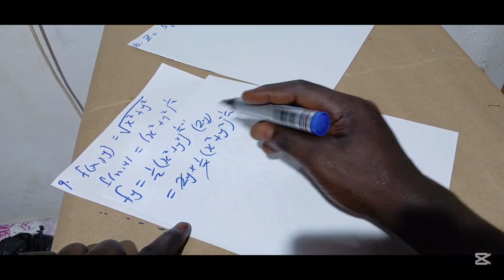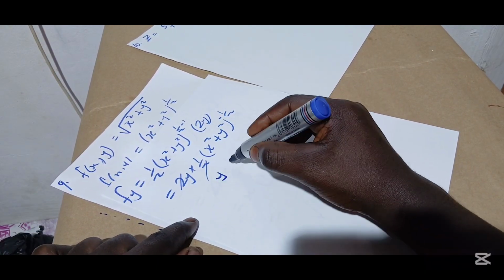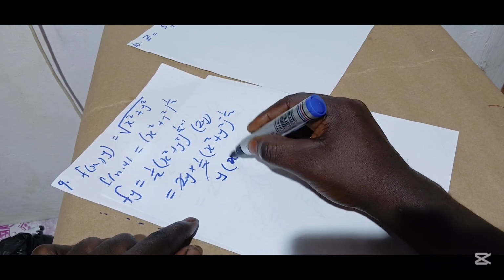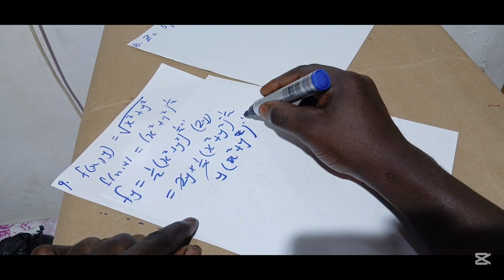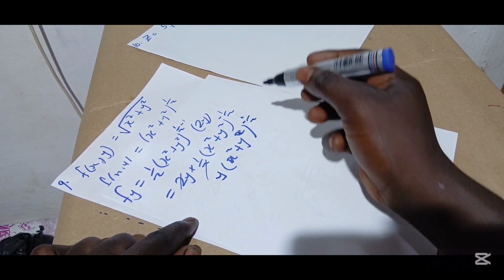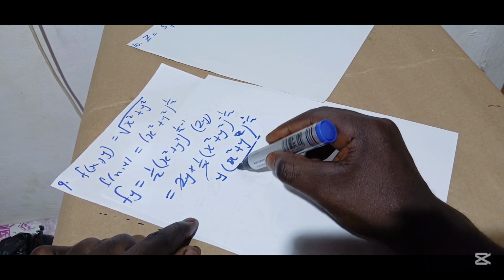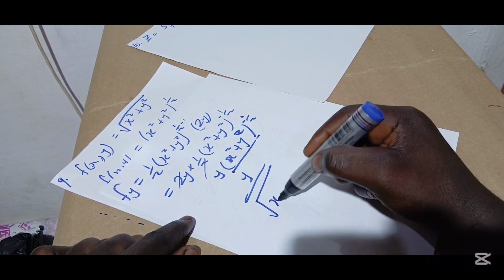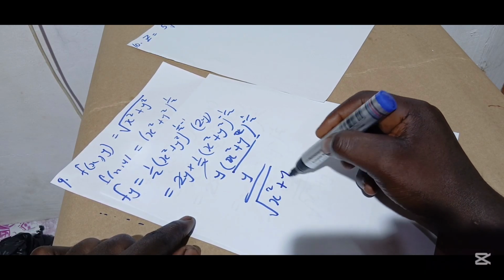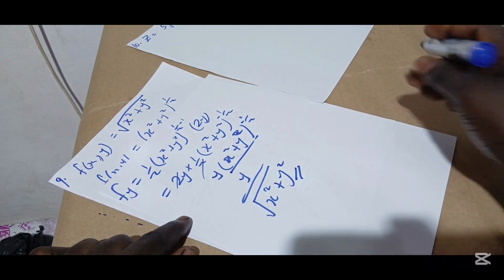As usual, let's take care of this. We are going to get y times (x squared plus y squared) all to the power minus half. And this is the same as the inverse. Mind you, this power only affects this term, right? So we can write this as y over the square root of x squared plus y to the power 2. So that's it for this question.